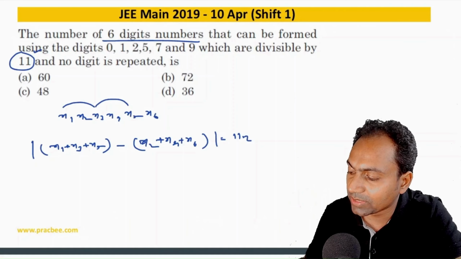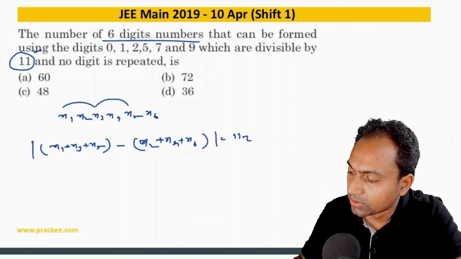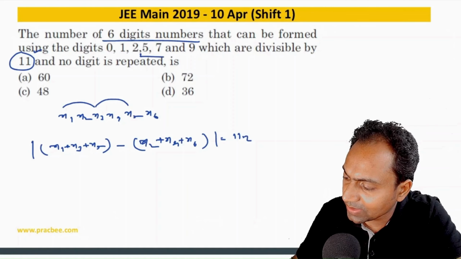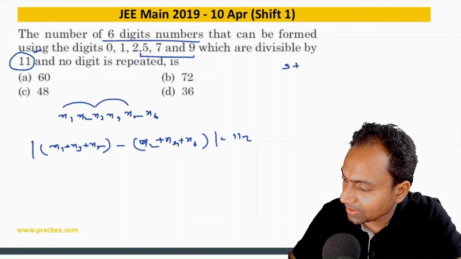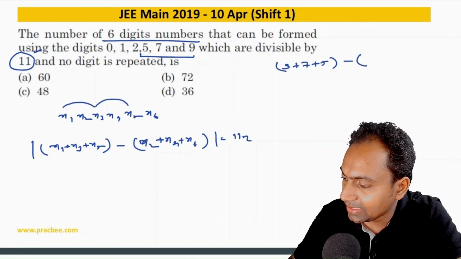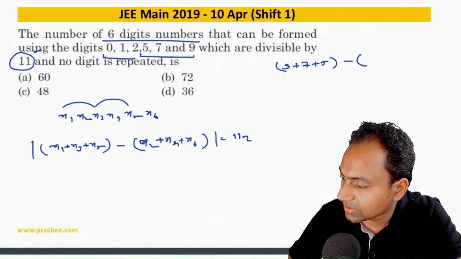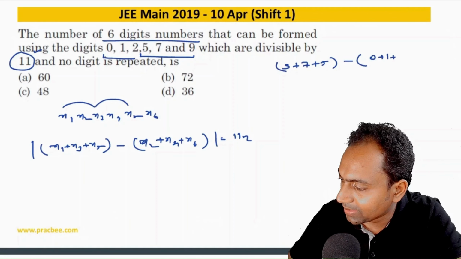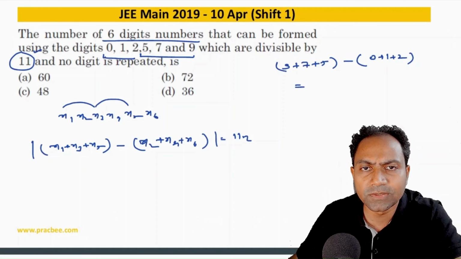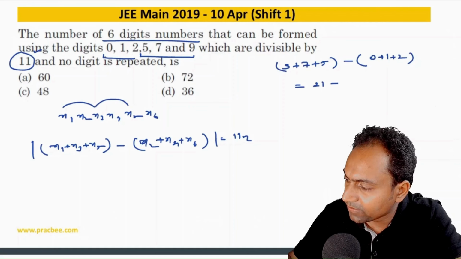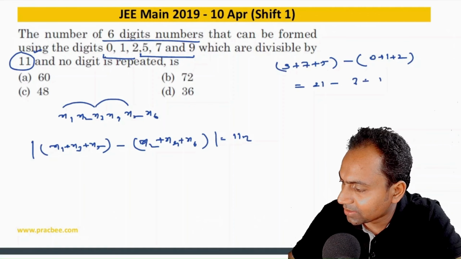So if you want to take the maximum that can happen, if I consider the values of x1, x3 and x5 as 5, 7, 9, then if I add this and subtract the least of the numbers available here, that is 0, 1 and 2, let us see what the difference is. In this scenario, 5 plus 7 is nothing but 12. So this becomes nothing but 21. And if you subtract, it becomes 19.